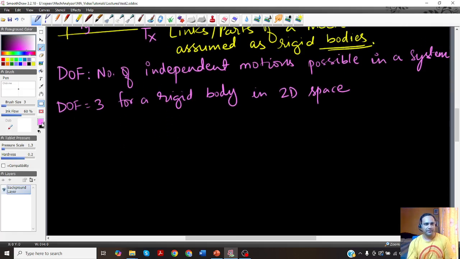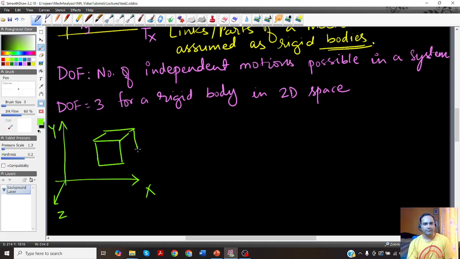Now let's look at a rigid body in 3D space. Okay, so if I have X, Y and Z, and if I have a rigid body in 3D space, I can assume the same. So if I have a rigid body in 3D space, that means I can translate along, let's say, the X direction, along the Y direction, along the Z direction. So I have 3 translations possible.